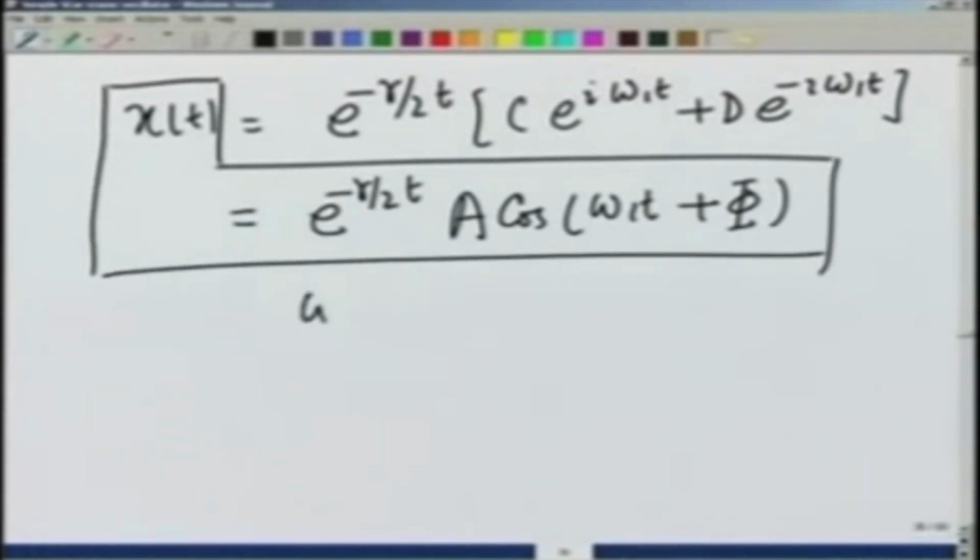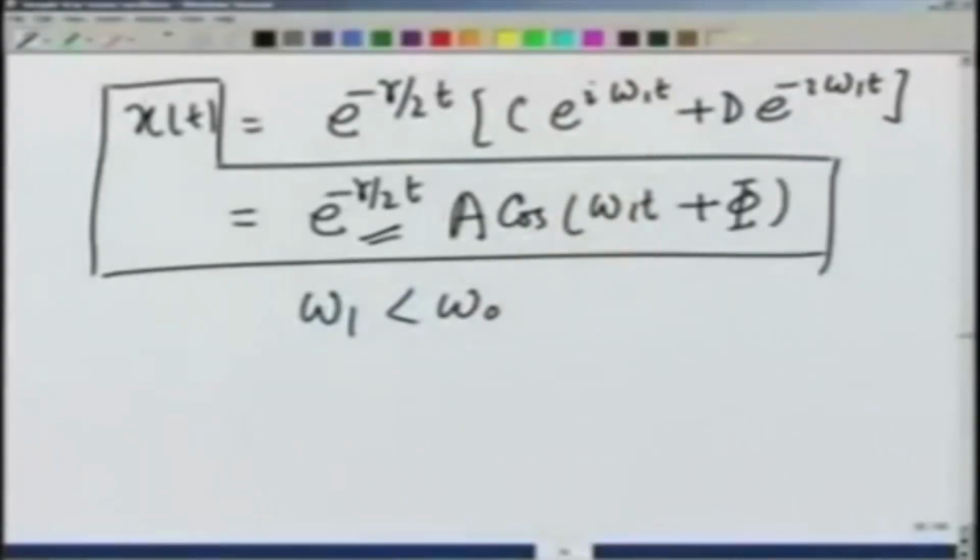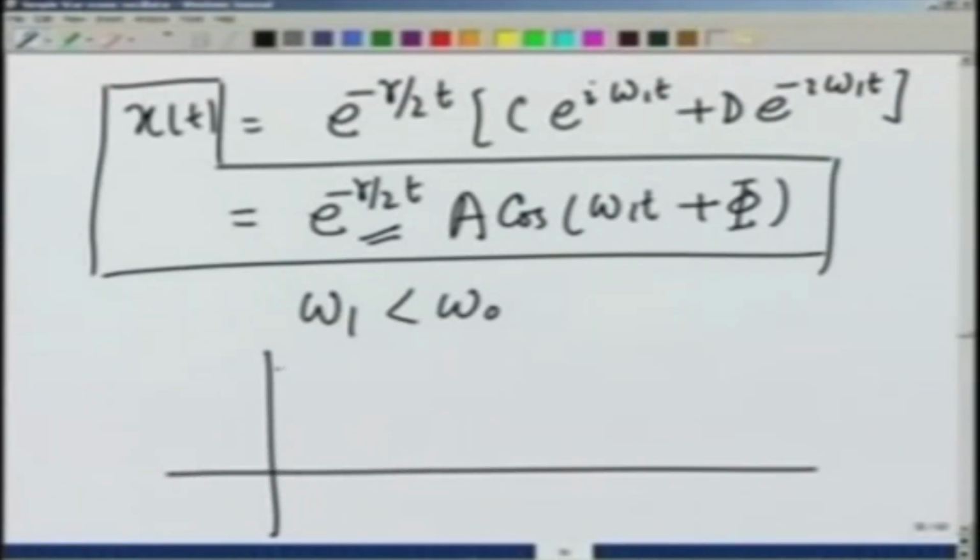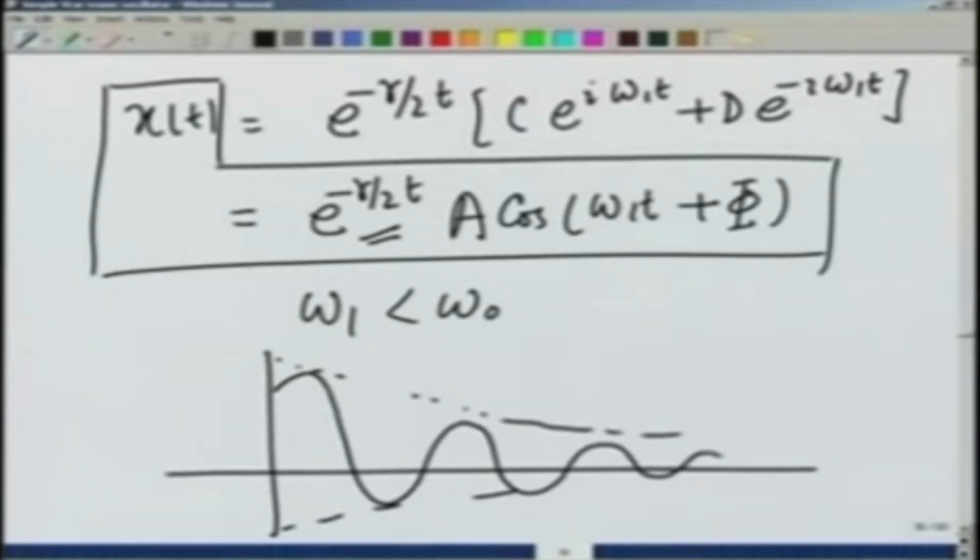It is oscillating with the frequency omega 1, which is less than omega 0, which makes sense because it is being slowed down all the time. So, it takes longer and its motion is decaying. So, a general solution may look something like this, with the exponential decay like this. The distance keeps on decreasing with time. Let us analyze this more carefully.